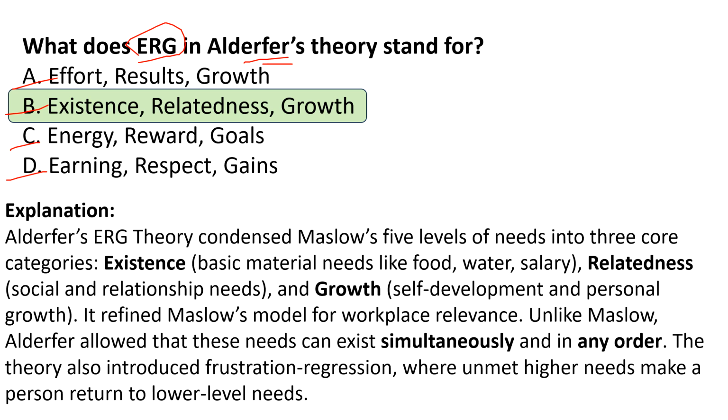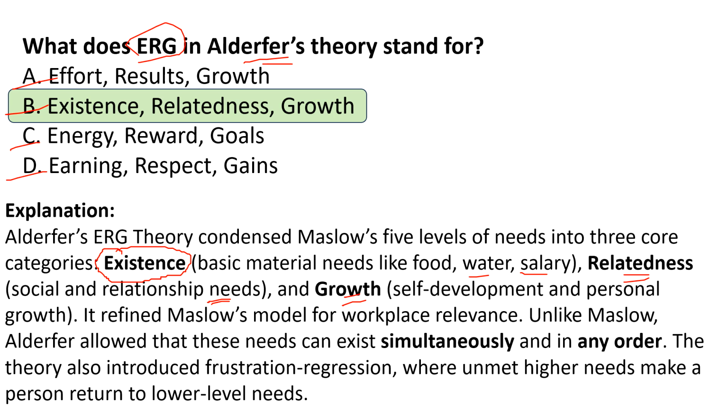Alderfer's theory condensed Maslow's five levels of needs into three core categories. One is existence: basic material needs like food, water, salary. That is existence. Relatedness: social and relationship needs. And growth: self-development and personal growth. Clear? So these are the ERG of Alderfer's theory.